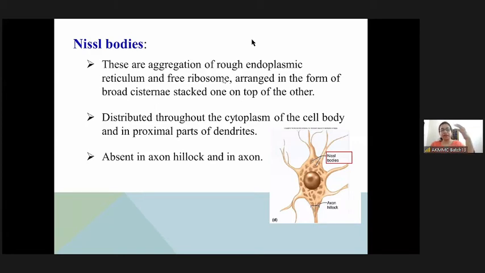Okay, and like this, they will form a stalk-like structure. Under the microscope, we will see just dot dot dot dot, because we are seeing this structure from above, and from the upper part it will look like dots. Okay, and these dots we will find inside the cell body, inside the dendrite. But where will it be absent? It will be absent in the axon hillock.